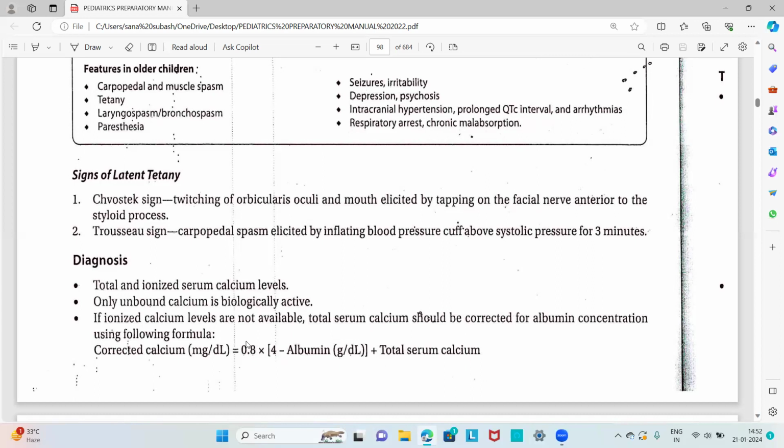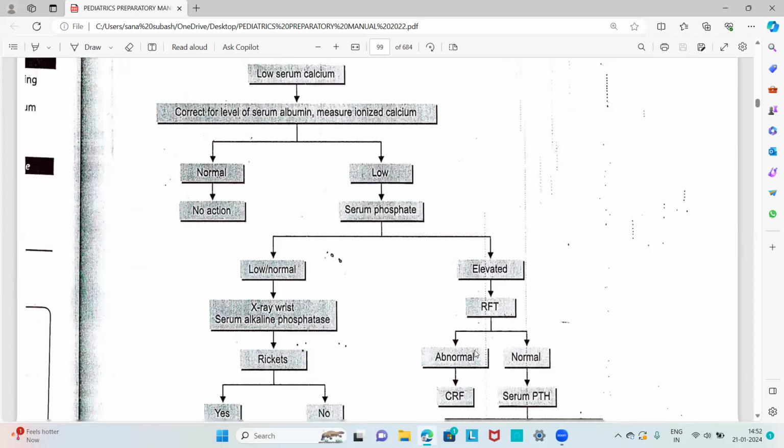That is, corrected calcium is equal to 0.8 into (4 minus albumin) plus total serum calcium.